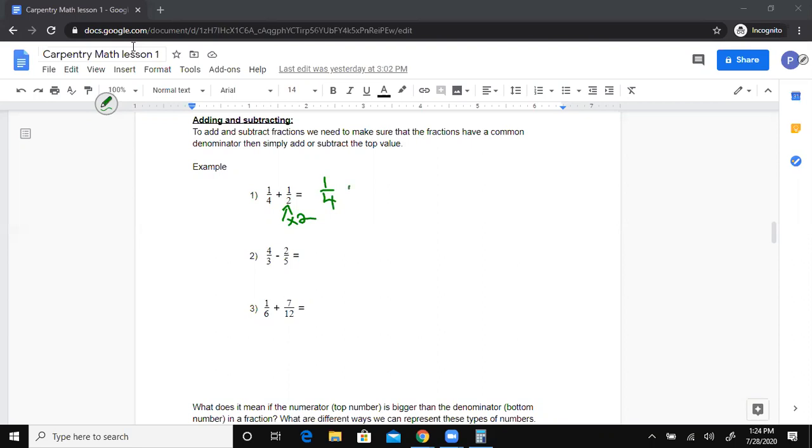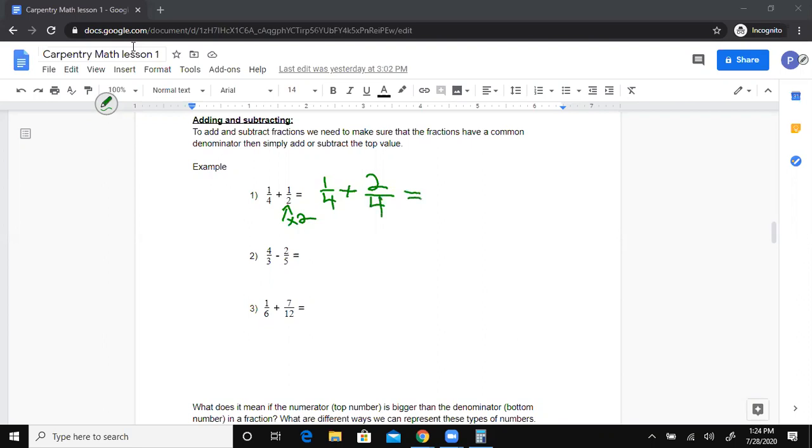So when we are adding, the addition or subtraction, whatever it is, stays exactly the same. And we said we had to multiply by 2. So we have to multiply the top and the bottom. Otherwise, we will be changing the fraction's value. So 1 times 2 is 2, and 2 times 2 is 4.